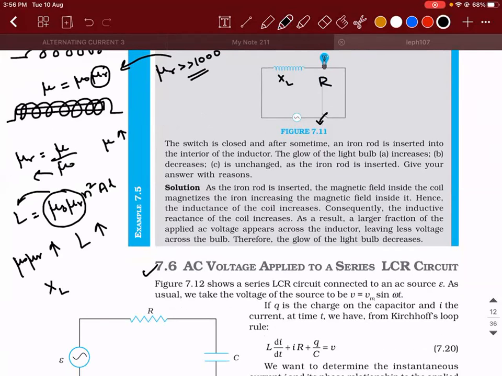If L is increasing, what will happen to XL? Guys, I'm asking a direct question. XL is equal to omega into L. What will happen to XL? It will also increase. When XL increases, what will happen to current? Decrease. When current decreases, what will happen to the intensity of the bulb? It decreases. So option B is the right answer.